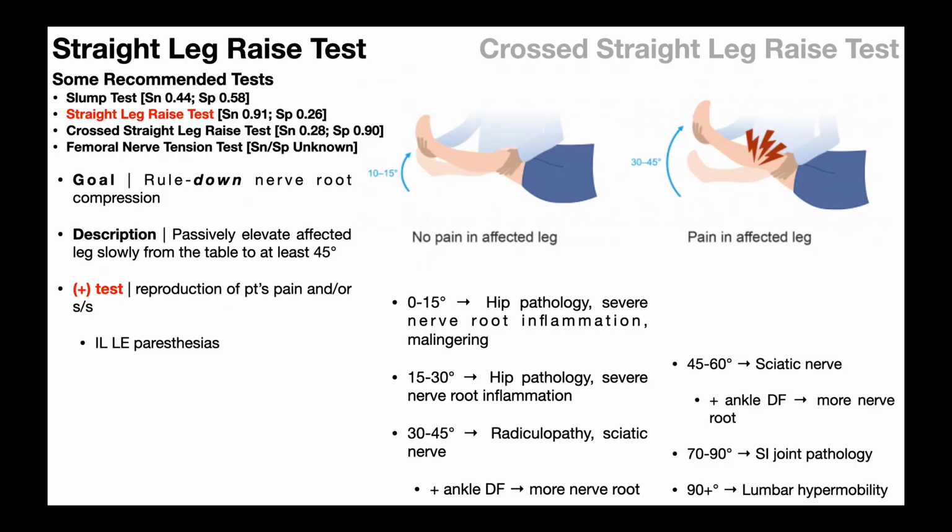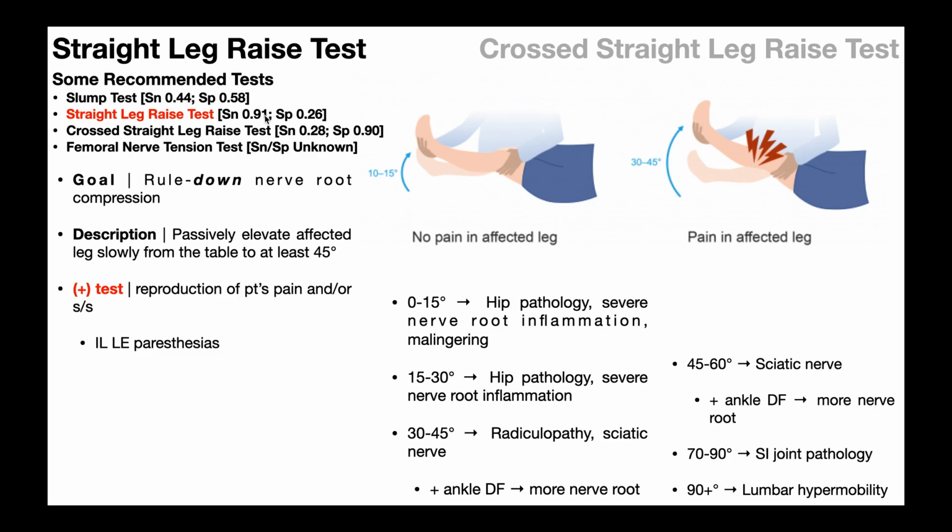We're now going to discuss the straight leg raise test, and then after that, we'll look at the cross straight leg raise test. So the goal of the straight leg raise test is to rule down nerve root compression in the lumbar spine. The key word here is rule down. If we look at the psychometrics of the straight leg raise test, it has a very low specificity of 0.26, but the sensitivity is actually pretty darn good, 0.91 or 91%.